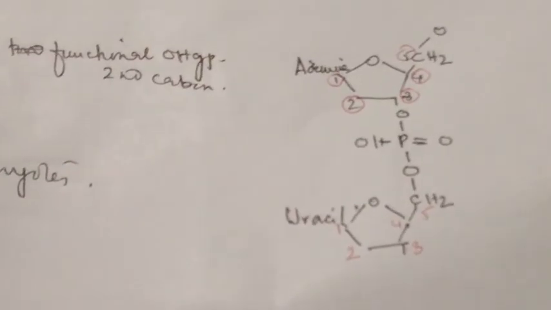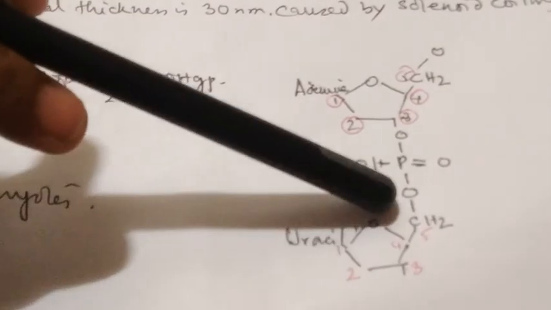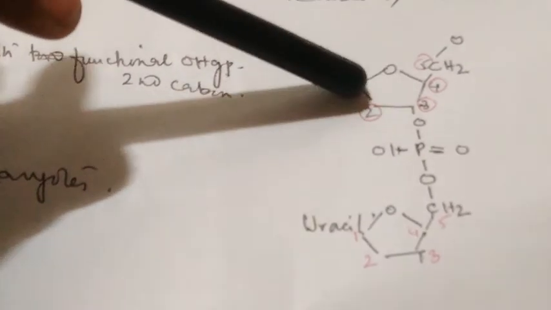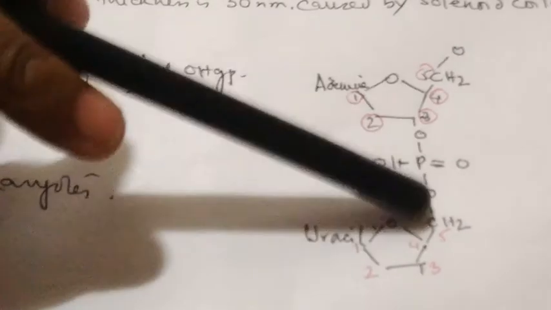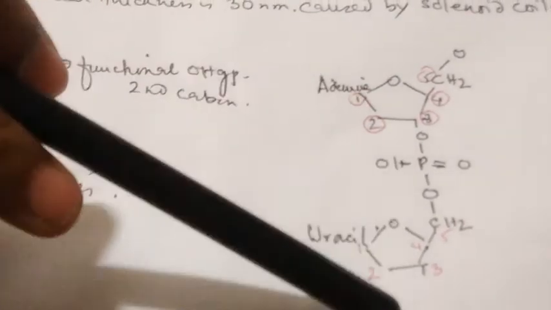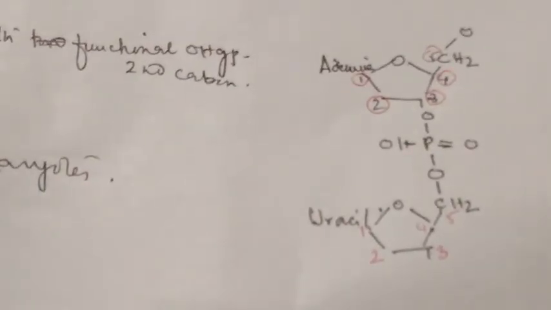Clear? So the phosphate, after forming an ester bond with the fifth carbon, also joins with the third carbon of the next consecutive sugar by another ester bond, so it forms a phosphodiester bond. Clear? By the phosphodiester bond, two nucleotides are linked together and form a single strand. So RNA is single stranded.